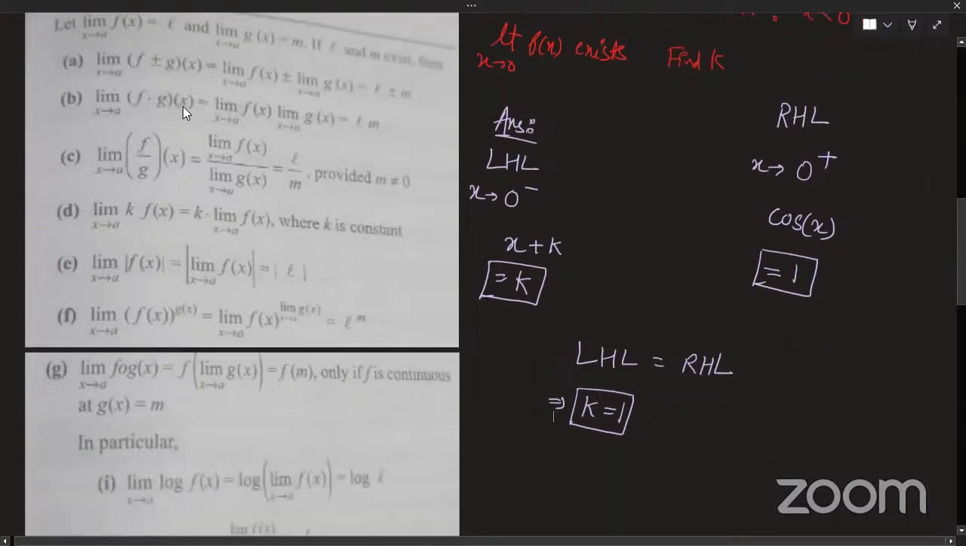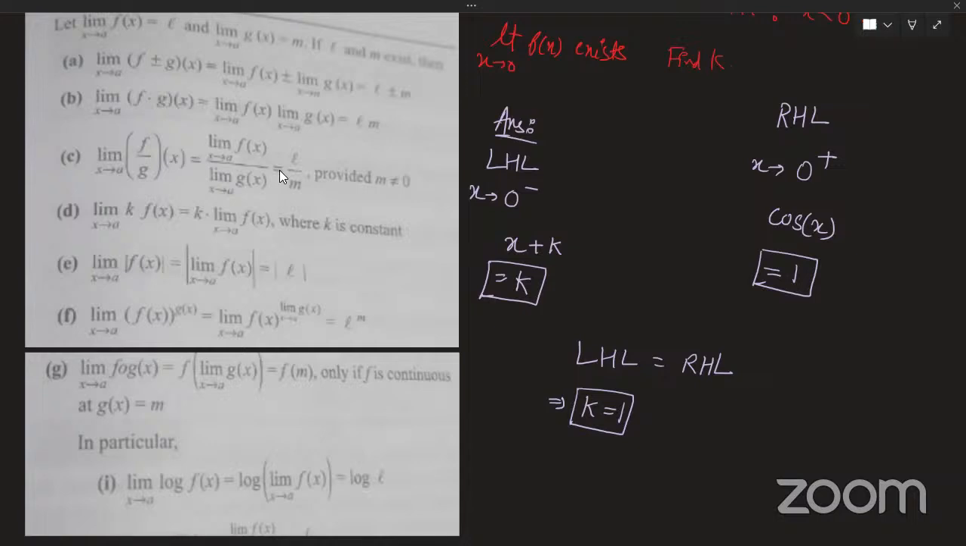If I'm multiplying two functions, the same way their limits can also be multiplied. If I'm dividing two functions, just one small thing you need to keep in mind: when you're dividing, you can divide the limits, but just keep in mind that m is not equal to 0. So, Gayatri, can you tell me why m should not be equal to 0? Why the limit x tends to a g of x can't be equal to 0?